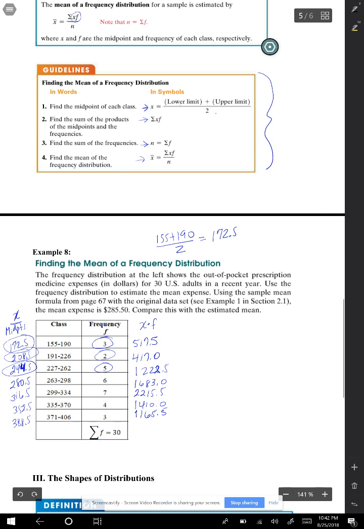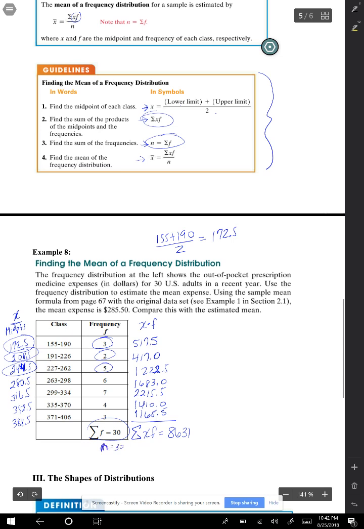And you'll notice in the list it says that we want the sum of XF. So we're going to come down here and find the sum of these numbers that we just found. And that sum would be 8,631. And we already have the sum of the frequencies. That's right here, and that's what N is. So this is my N here.